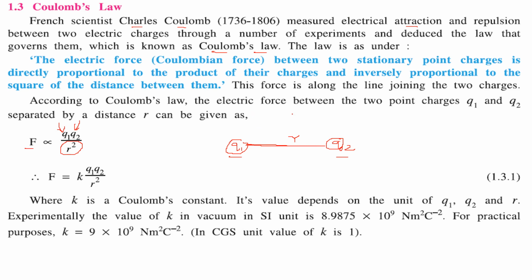If you show it mathematically, if the charges are Q1 and Q2, and the distance between them is r, then F is directly proportional to Q1 Q2 by r square. Directly proportional to Q1 into Q2, inversely proportional to r square. If you remove this proportionality sign, we keep a constant, and this K is Coulomb's constant. The experimental value of K was found in vacuum to be this number. But practically, we take this number as 9 into 10 to the power 9 Newton meter square per Coulomb square. In CGS unit, this K is 1. So this is the value which we are going to use.